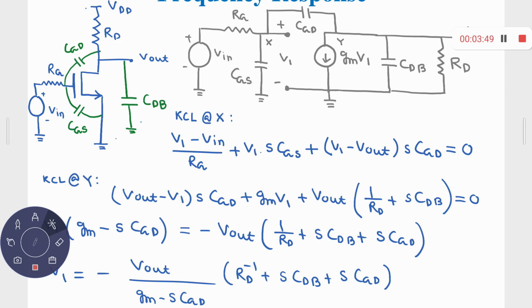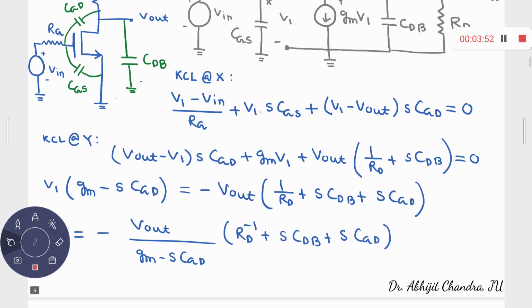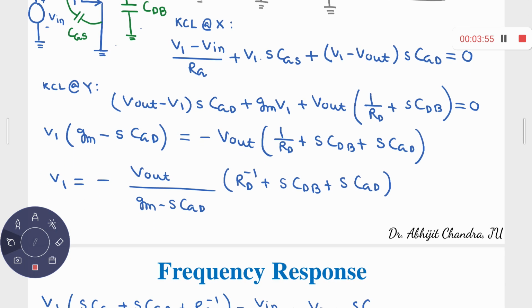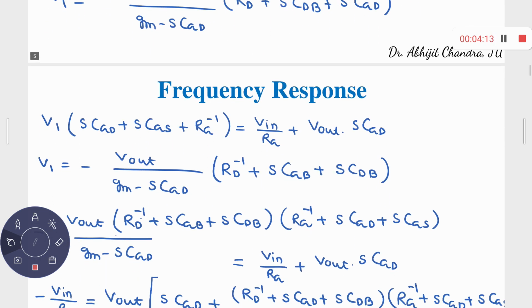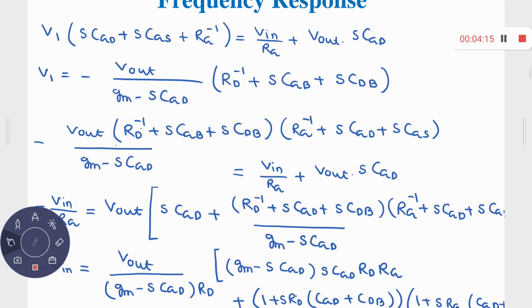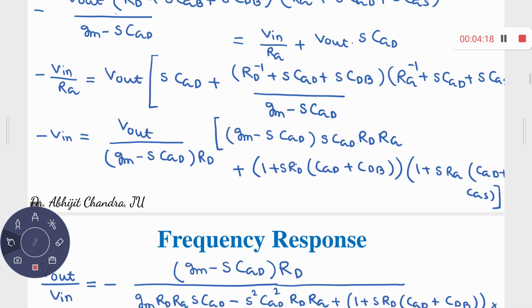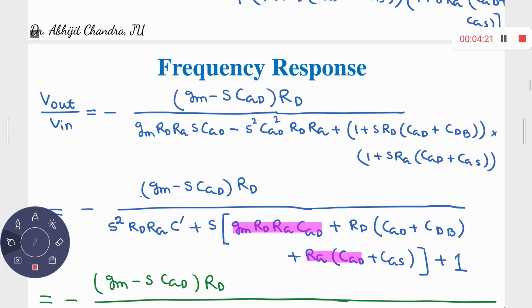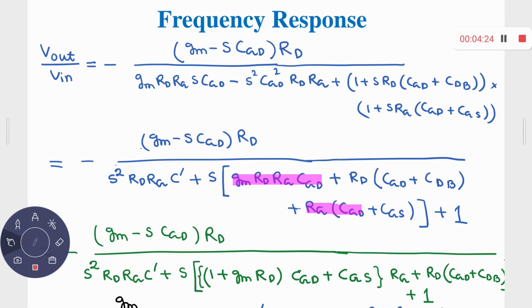Now V1 is your dummy variable that you would like to substitute. So after some calculation, V1 can be represented in this form: V1 is equal to 1 upon (gm minus s CGD) multiplied with (1/RD plus s CDB plus s CGD) Vout. Now once you get this V1, and you already have V1 in the function (V1 minus Vin) upon RG, if you replace V1 with this one, then ultimately you get this. I am not going through the detailed calculations. Finally we have arrived at this point: Vout upon Vin is minus gm minus s CGD times RD, divided by this entire thing.